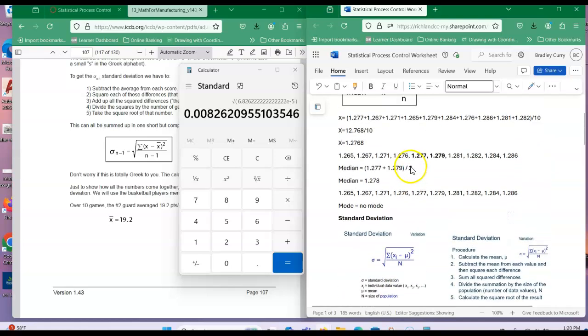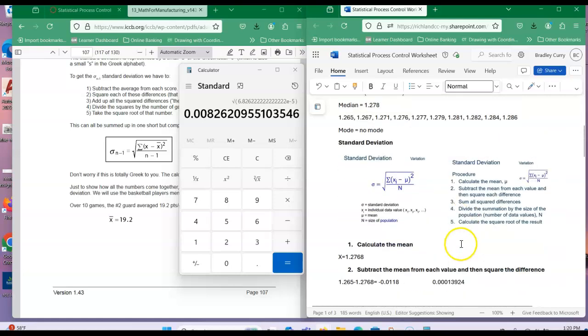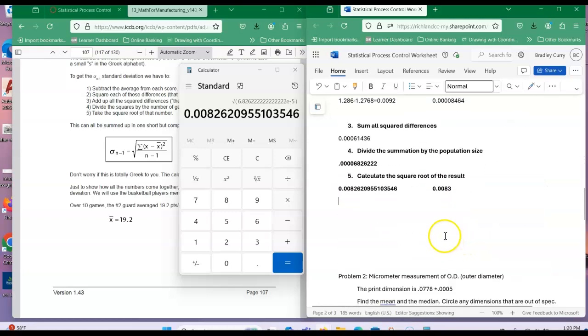So as far as the overall length of this, as we take a look at this, to be perfectly honest with you, at 1.275 plus or minus 10 thousandths, if we're getting a standard deviation of almost 8.5 thousandths here, that's an awful big standard deviation. So we would probably want to try to figure out some more controls on that.